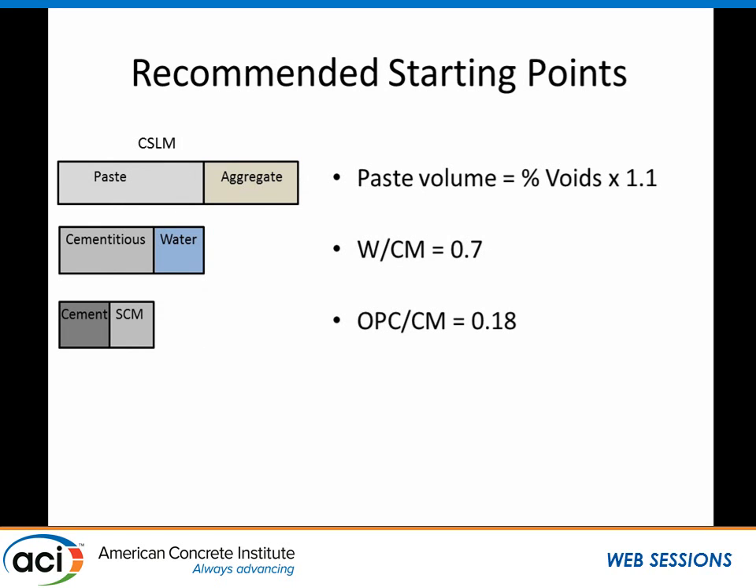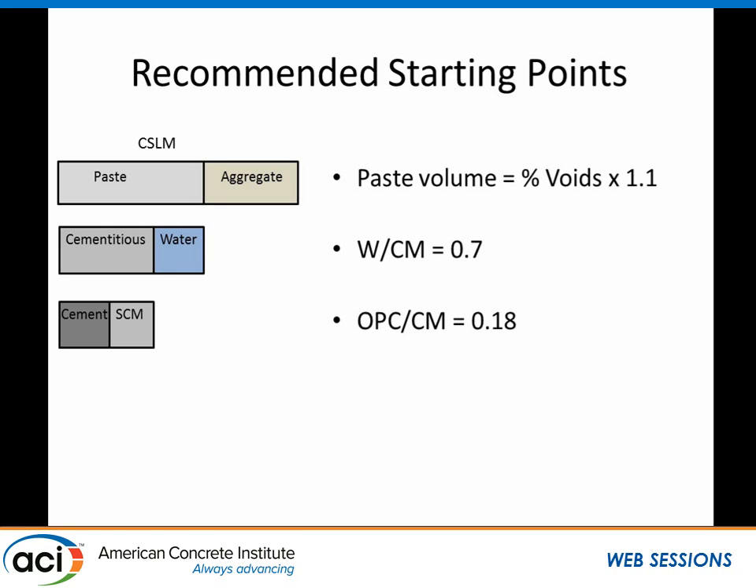Then we said, go ahead and calculate the percent voids that you have in your aggregate system. Multiply that times 1.1, the voids that would be present between your aggregates, and that can be used as a starting point for your paste volume. And that would be the first thing to tune this initial center point that you're going to try to hit and get good workable materials.